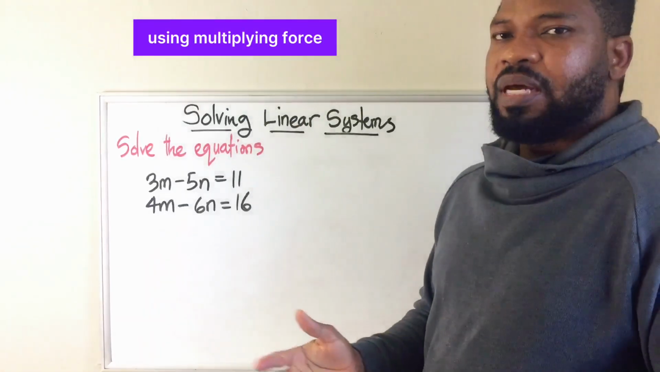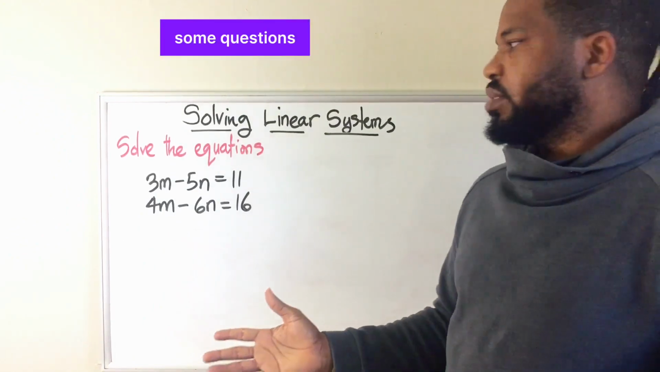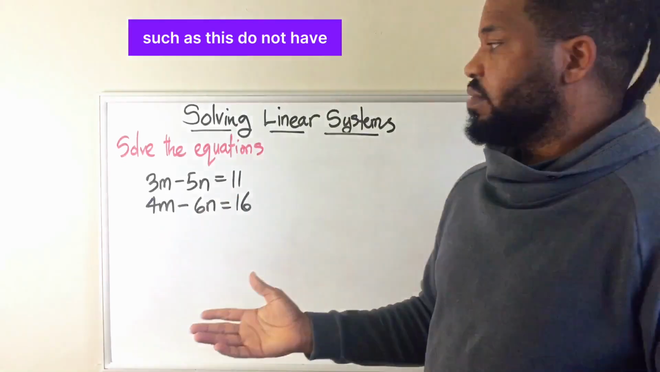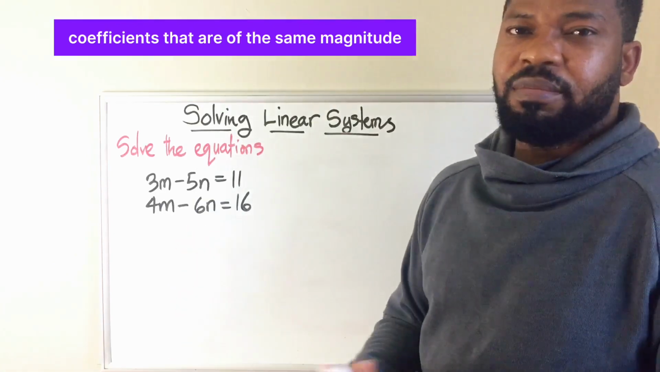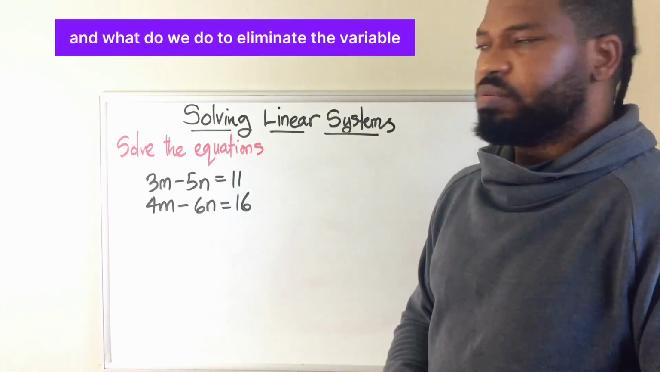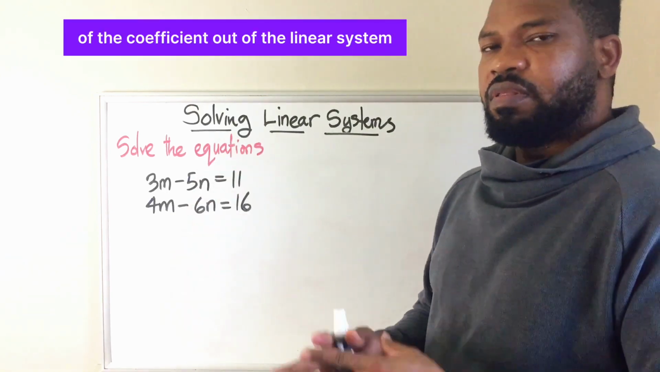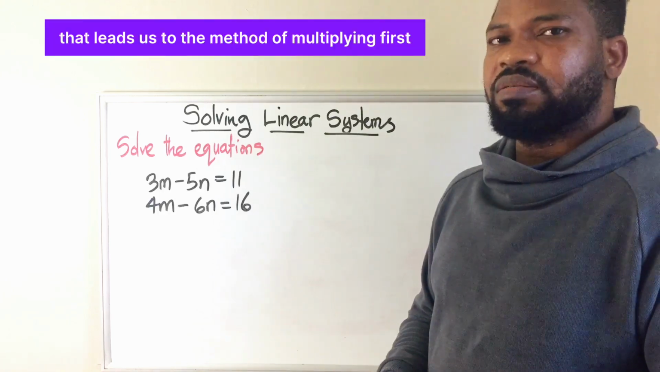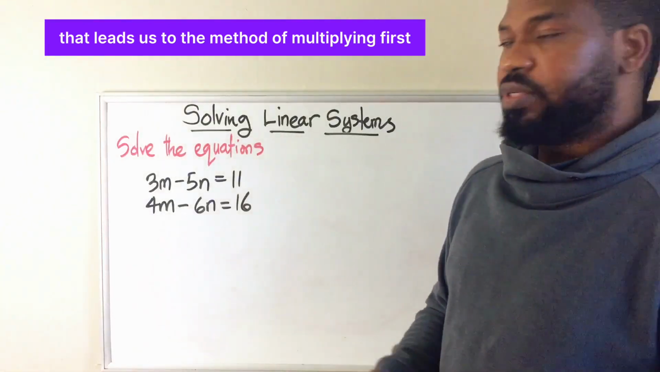In today's lesson, we're going to solve this linear system using multiplying first. Some questions, such as this, do not have coefficients that are of the same magnitude. Hence, what do we do to eliminate the variable of that coefficient out of the linear system? That leads us to the method of multiplying first.